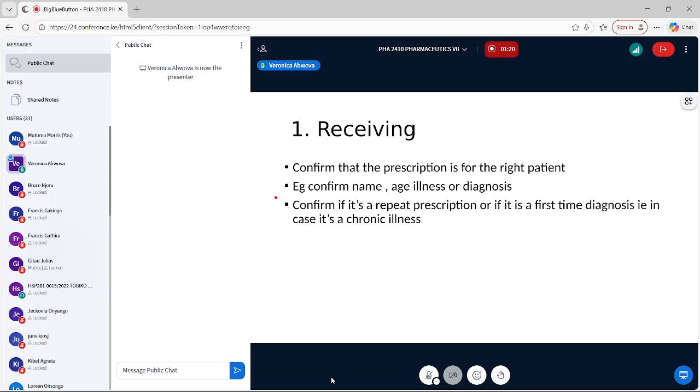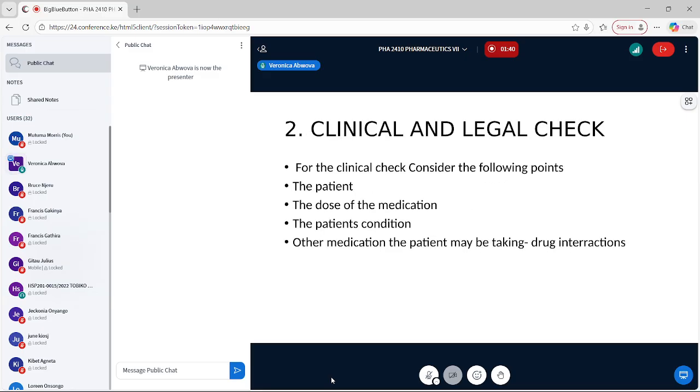The patient may bring you a physical prescription. And again, as you're dispensing the items, when you call out the patient to come and pick their drugs, it's important that you confirm the patient who is picking the drugs is actually the right patient. So we talked about receiving, then we talked about carrying out a clinical and legal check. And we said that when you're carrying out a clinical and legal check, these are the things that you check.